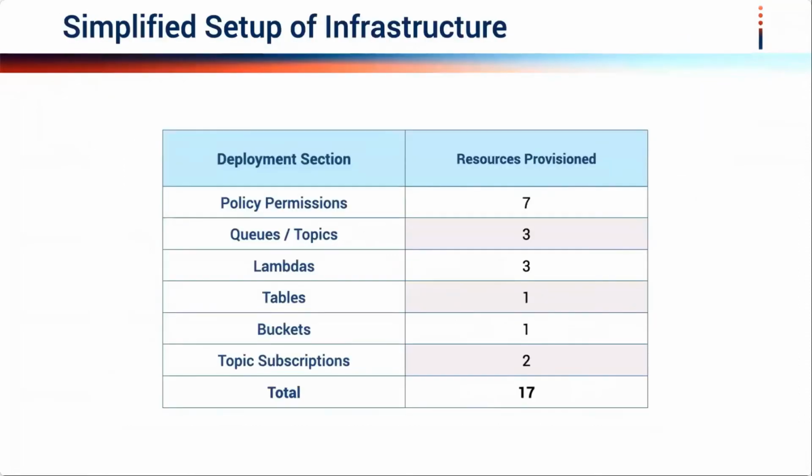So how does Kuri make life easier for the developer from an implementation perspective? Kuri eliminates the need for the developer to set up and configure AWS resources that would provide these features for a DLQ. By looking at the table shown, we can see that the AWS IAM role created during deployment provisions 7 policy permissions. These are policies relating to the SQS queues, S3 bucket, DynamoDB, the SNS topic, and Lambdas. We can also see that there are 3 queues and topics created, 3 Lambdas, 1 Dynamo table, 1 S3 bucket, and 2 topic subscriptions. This creates a grand total of 17 resources that Kuri provisions for the developer.